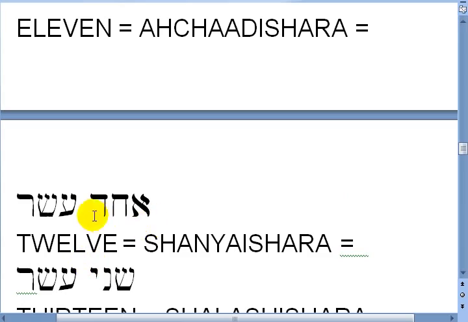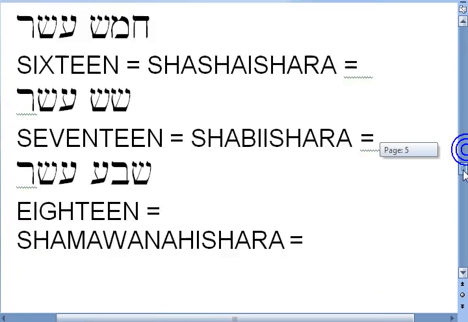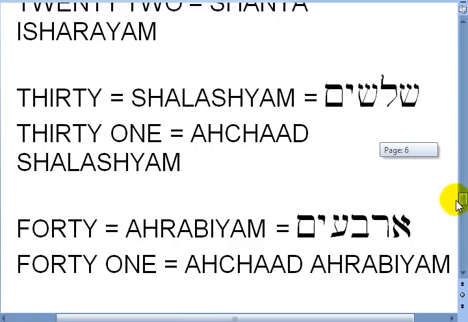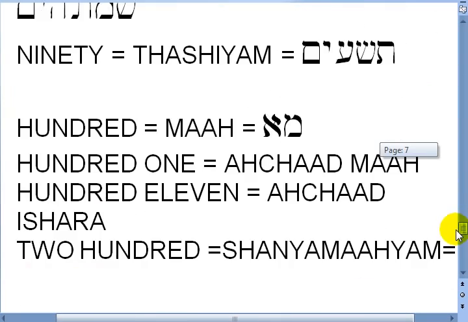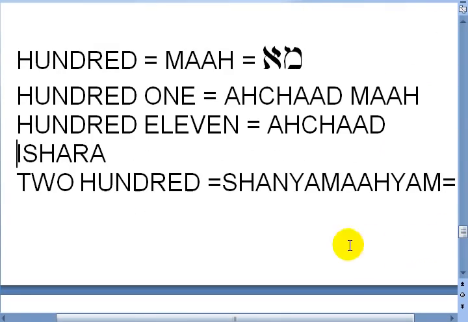Yep, Akkad Aishara, right? That's 11. Akkad Aishara is 11, right? Where we at? Here, Akkad Aishara, which is 11, and then you put the Ma'ah at the end, which is 100. So it's 111. So in other words, so you could understand, it would be 111.